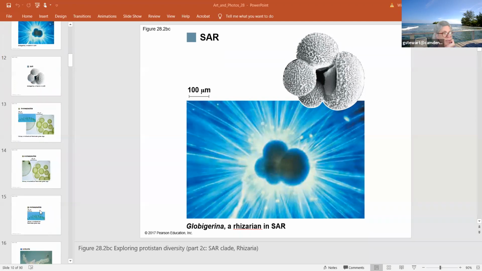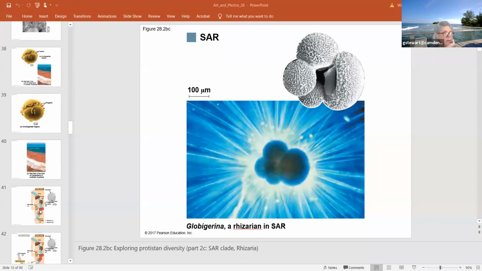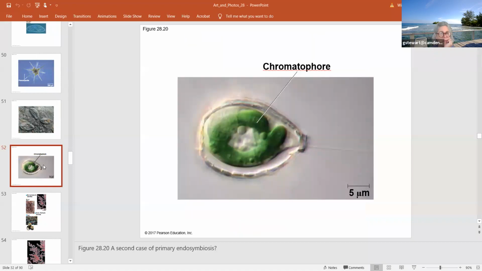And the cercozoans, I think there's just one picture of a cercozoan in your text, and it's way along here. I think this is it. And it has what we call a chromatophore, so it's not a true chloroplast inside of it. And I think that's the only picture that we have, right? So this is a second case of primary endosymbiosis.